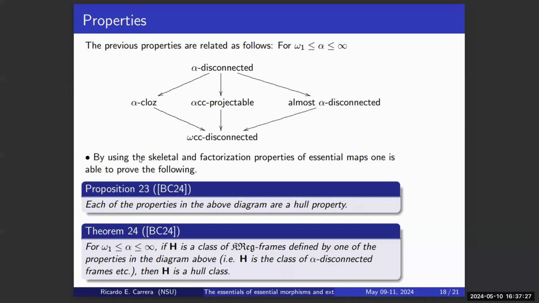by using the skeletal and the factorization properties of essential maps, one is able to prove the following: that each of the properties in the above diagrams is a Hall property. And so as a result, if you look at the class of all kReg frames that are defined by any one of these properties, then in fact they're all examples of Hall classes.